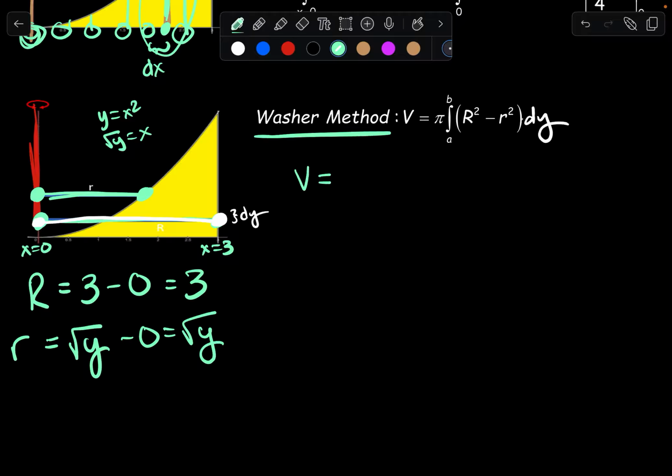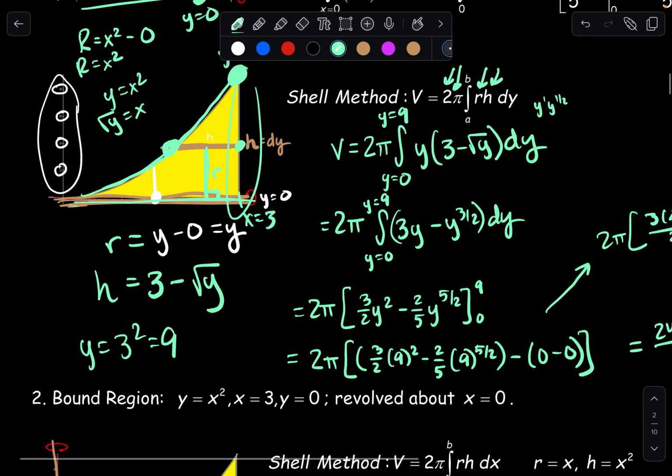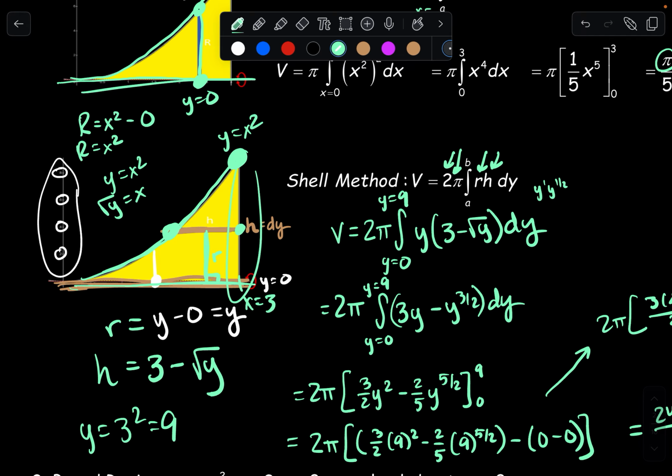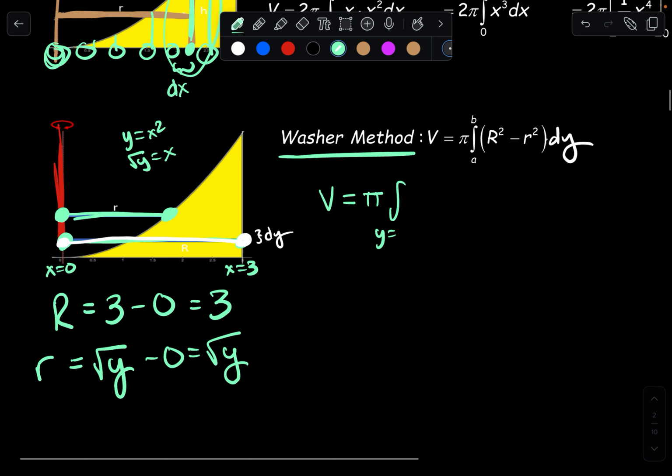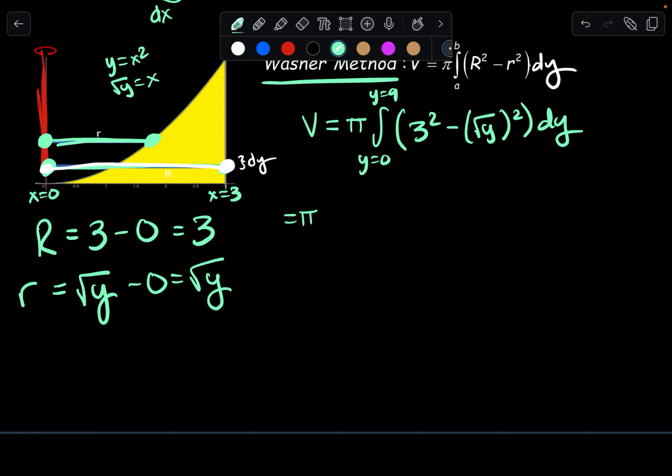Okay, so volume is equal to, all right, we are integrating with respect to y. We already integrated with respect to y for this problem. It was here. The bounds of integration will stay the same no matter what method you're using, if it's with respect to the same variable, all right? So we are going from y equals 0 to y equals 9 again. And then our big R was 3. We'll go ahead and square that, minus the little r, which is the square root of y, and then we'll square that as well. Okay. From here, we have our pi. We're integrating from 0 to 9, and we have 9 minus y dy.